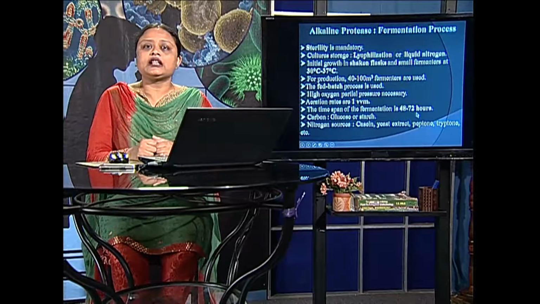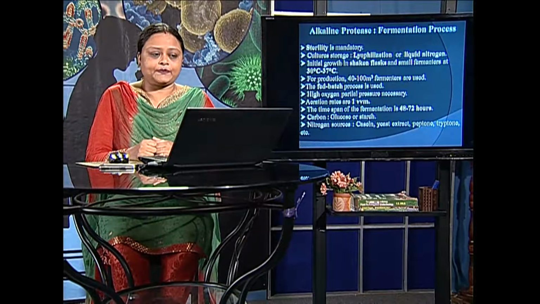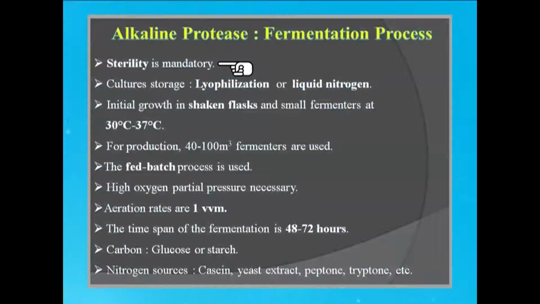If we look into the common processing steps, we will see that sterilization is a very important step during the production of protease. Other organisms contaminating will actually reduce the yield of protease. Organisms may be in the lyophilized condition or in the liquid nitrogen storage. Taken from there, we can grow them in shaken flasks and fermenters at 30 to 37 degrees centigrade. Then we can incorporate into huge fermenters like the 40 to 100 cubic meter size.